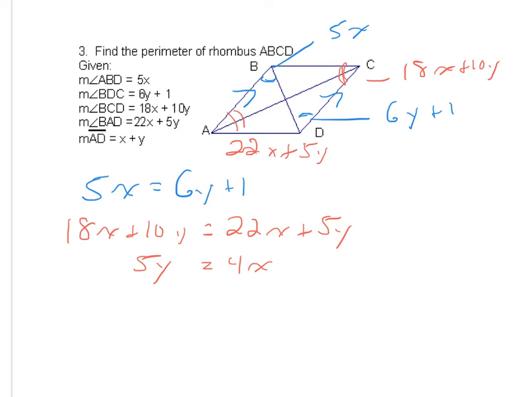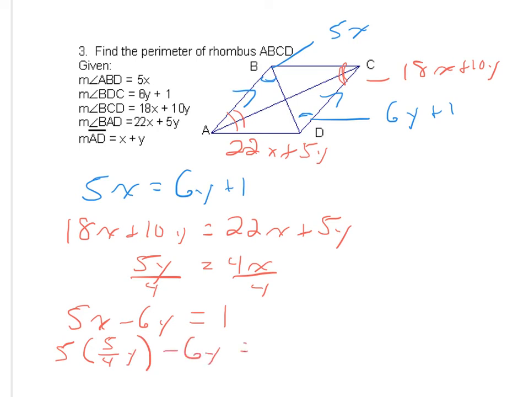So I'm going to have 5x minus 6y is equal to 1. And I also have 4x is equal to 5y. So x is equal to 5/4 y. So I have 5 times 5/4 y minus 6y is equal to 1. It looks like I have 25/4 y, which is 6 1/4.